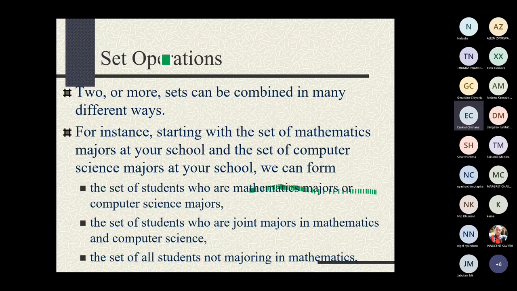Let's continue. Okay, so let's talk about the set operations. Two or more sets can be combined in many different ways. For instance, starting with the set of mathematics majors at your school and the set of computer science majors at your school, we can form the set of students who are mathematics majors or computer science majors. So we are just saying that whenever you have some sets, we can combine them.